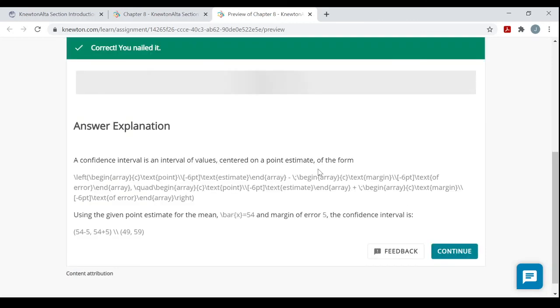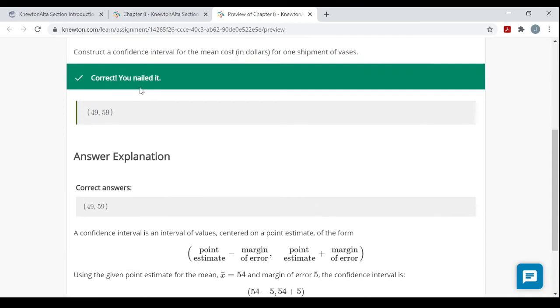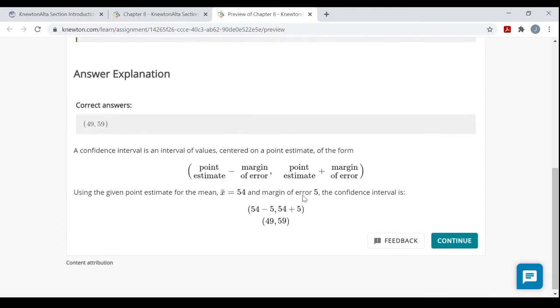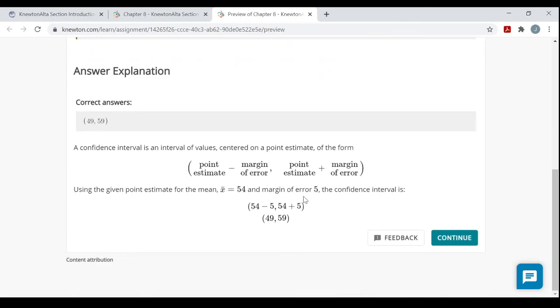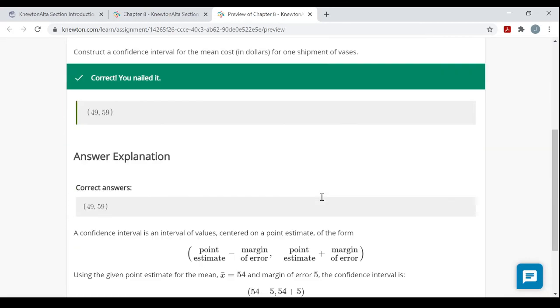And hooray. And then again, read through the answer explanations just to make sure you understand what's going on, especially if you got something wrong. Read through the answer explanations, and perhaps you might have to go back and click on more instruction. Okay, so that's it for this first example on this objective. There will be more to come, and thanks for watching.